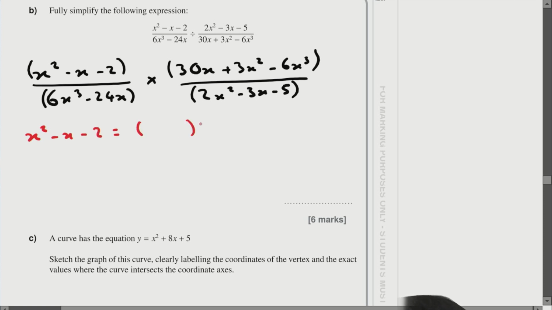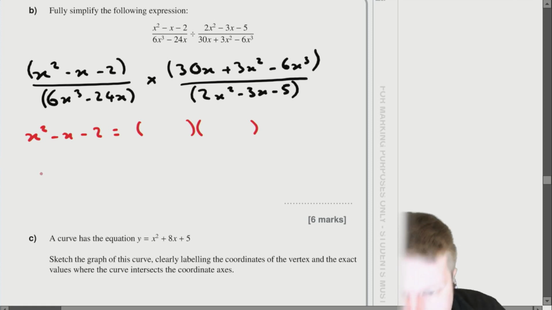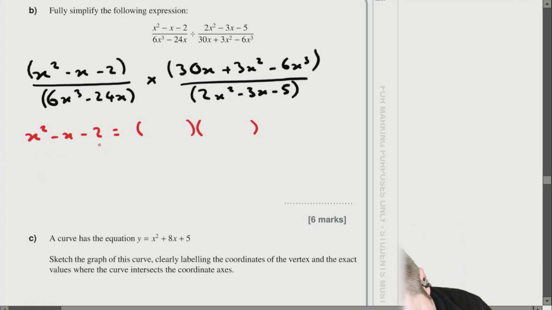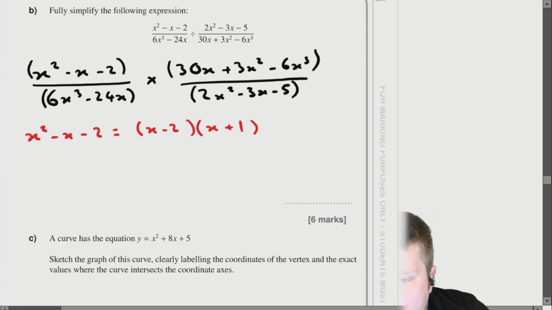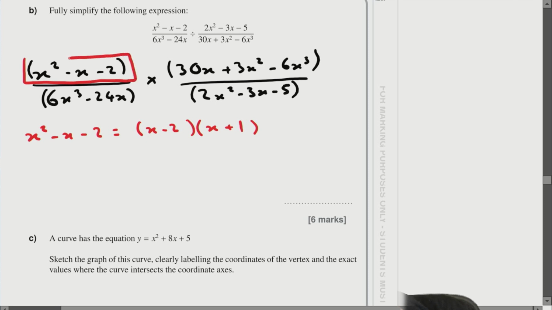That's just nice and simple. Put it into 2 brackets. Okay. So it's going to be multiplying together to make -2 and adding together to make -1. That's going to give me x minus 2 and x plus 1. Okay, so that's going to factorize there, right? Then if I look at the next part, so actually I'm going to color code this so you can keep track of where I'm at.